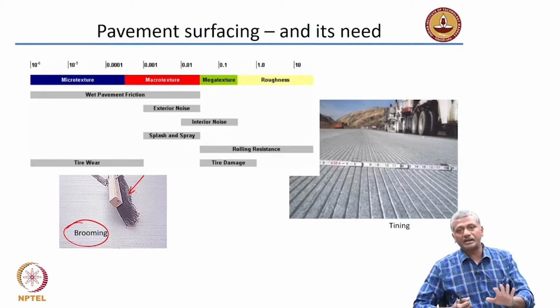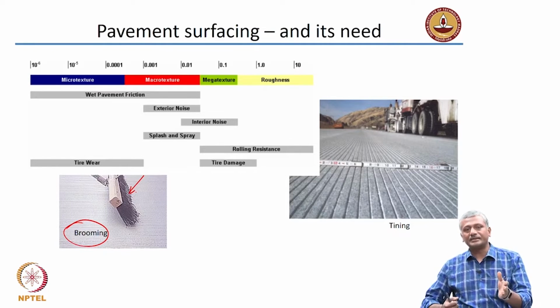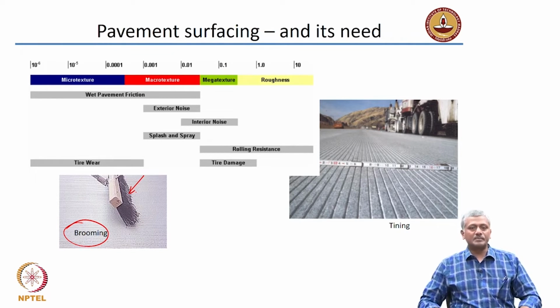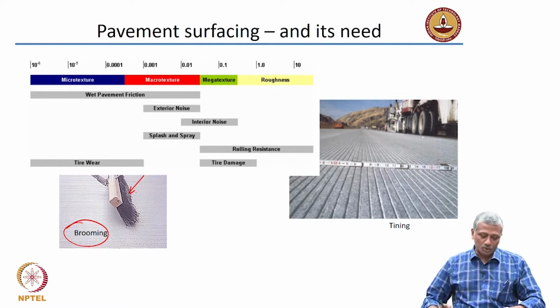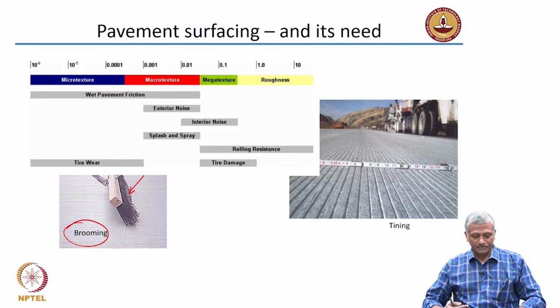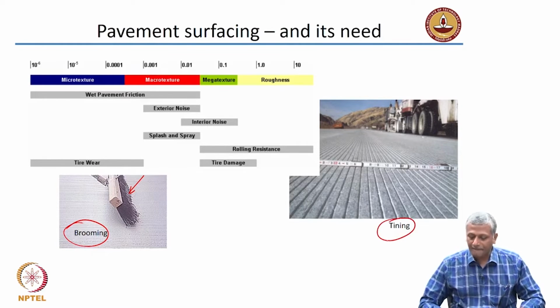So, concrete is not completely hard at that point of time, it has not achieved its final set. Okay. So, the surface can be altered by brooming, and this brooming ensures that you get a good grip on the road surface when the pavement moves on it. Okay. You then have another aspect called tining.